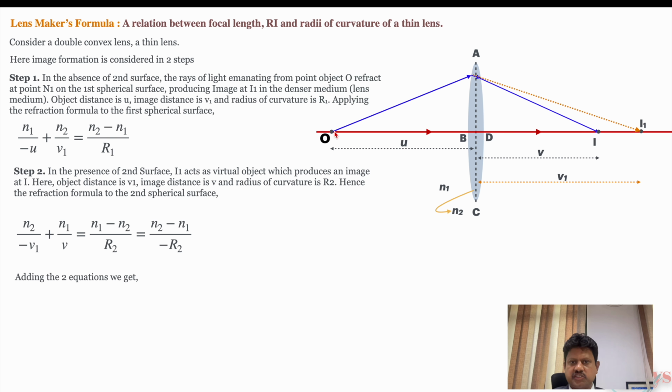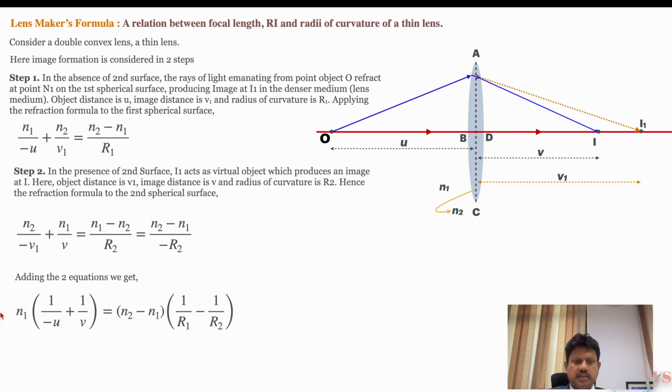So both the stages covered here. So first phase refraction, then second phase refraction, final image formation. So adding these two equations, we get this. So here N1 by minus U plus N2 by V1 minus N2 by V1, these two get cancelled, plus N1 by V is equal to N2 minus N1 common in these two, 1 by R1 minus 1 by R2.